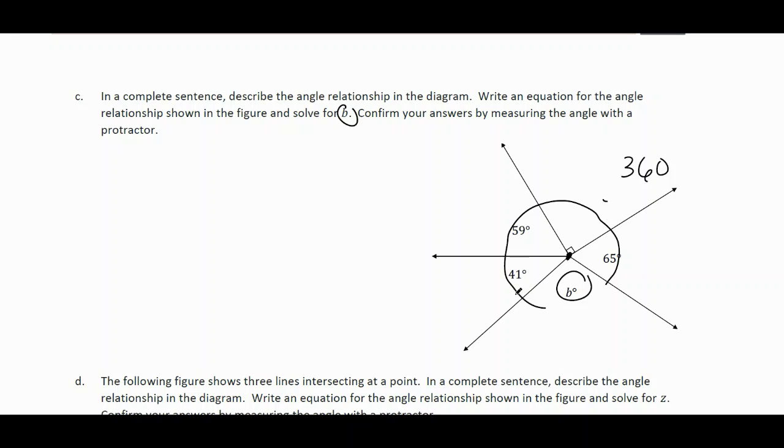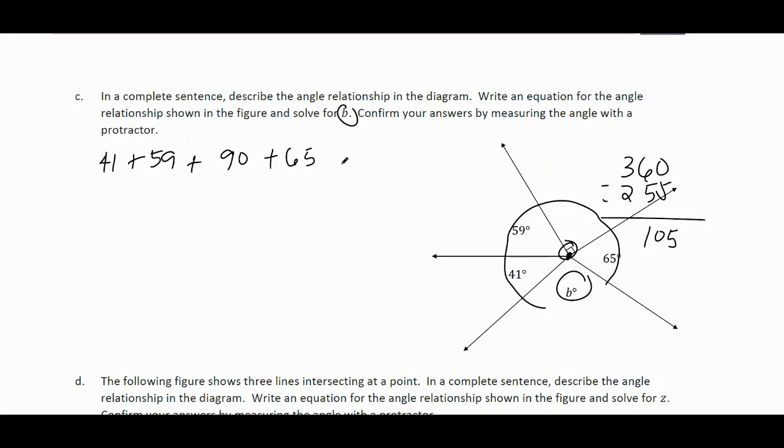Wherein 59 plus 41 is going to be 100, plus 65 is going to be 165, plus 90 is going to be 255. So 360 minus 255 is going to be 105. If you want to see that, just add 41 and 59. Oops, you see that? It's 90.